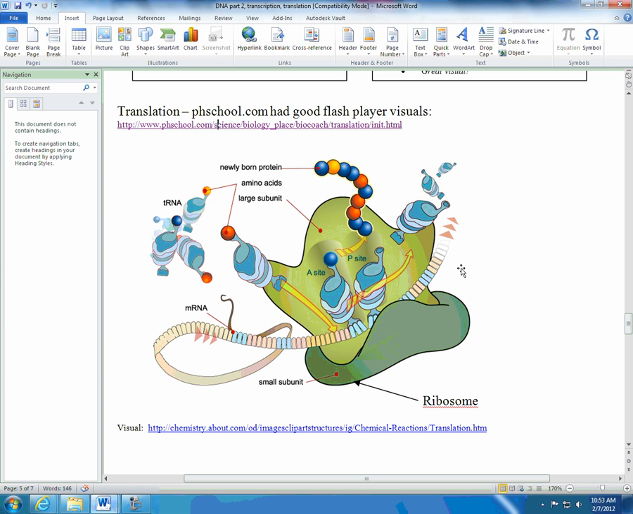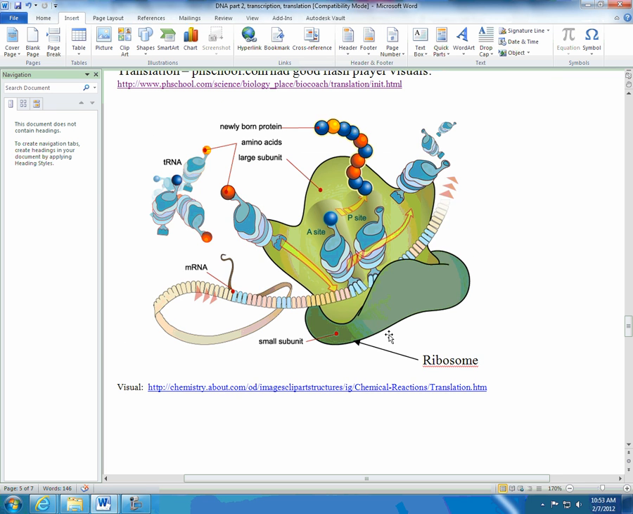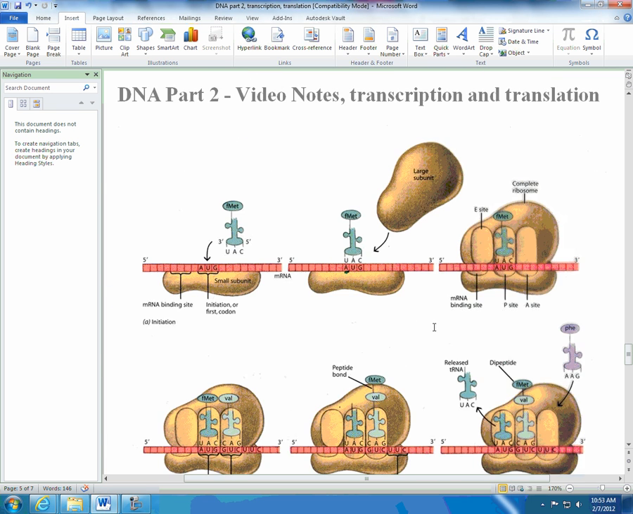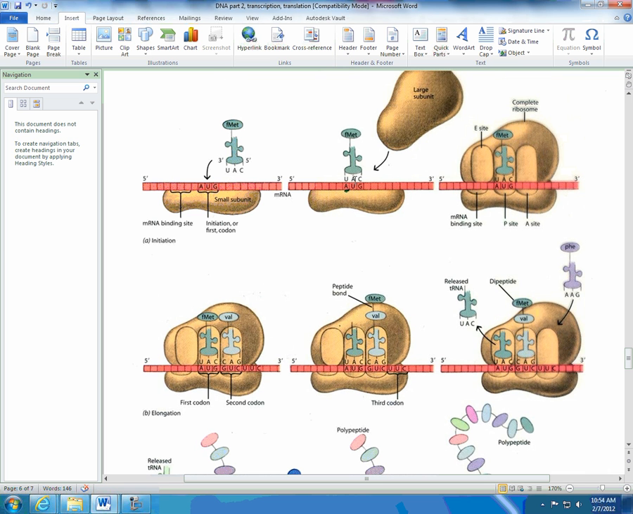Again, this makes it visual, and you understand this. I like this visual, but I also like the PHS school site because you see things move, and it helps make more sense of all this. Now, how can I study? Obviously the PHS school site's pretty cool. What I did find is this visual, which is basically a static version of the PHS school website. As you look at this, you could be talking to yourself and looking at these visuals and explaining to yourself what's happening. That's good.